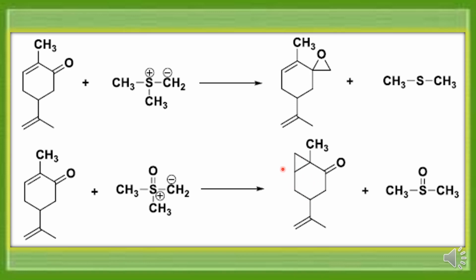So from all these reactions you can understand that the unstabilized or more reactive dimethyl sulfonium ylide reacts with alpha beta unsaturated carbonyl compounds to form epoxides, whereas the stabilized sulfur ylide, dimethyl sulfoxonium ylide, having a carbanion which is a soft base, reacts with the alpha beta unsaturated carbonyl compound to form a cyclopropane derivative and not an epoxide.